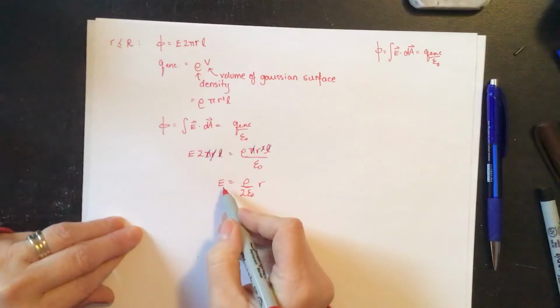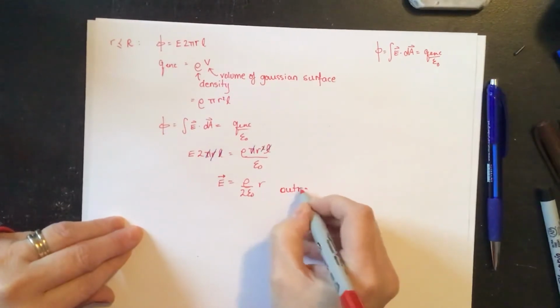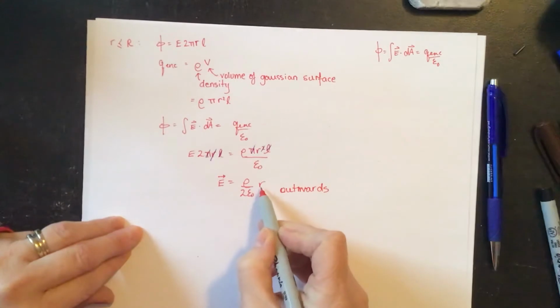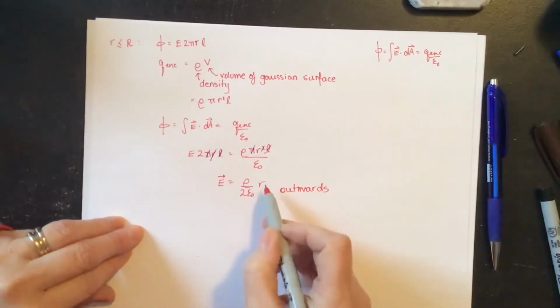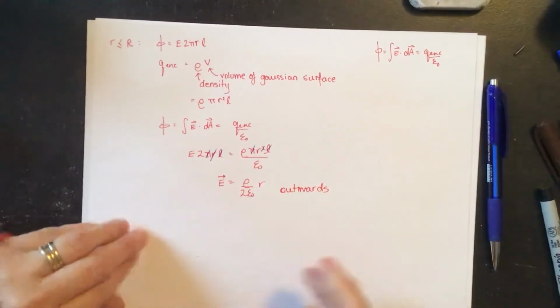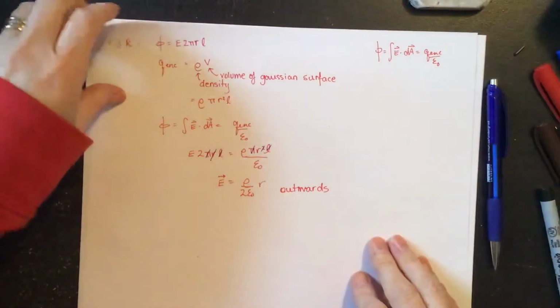The charge on our cylinder is positive, so the electric field is going to be radially outwards. When r is equal to the radius of the insulator, then we'll just put in a capital R here, and that would be the electric field at the surface of the insulator. Okay, so that's inside and on the surface of the cylinder.